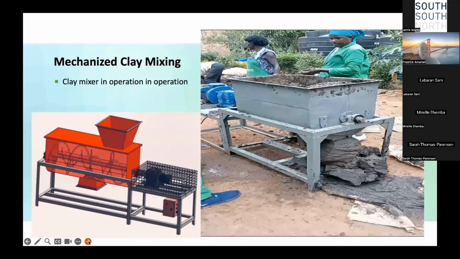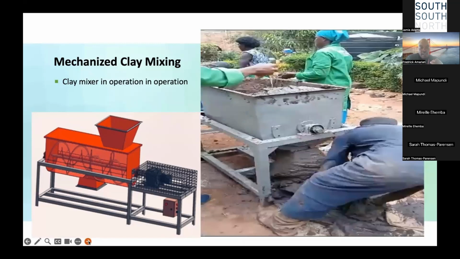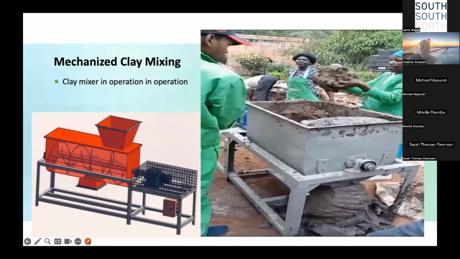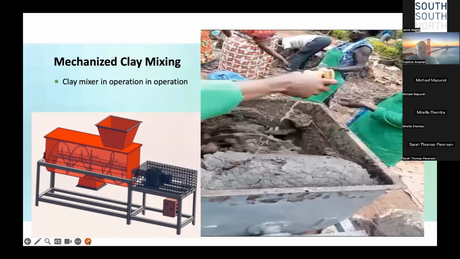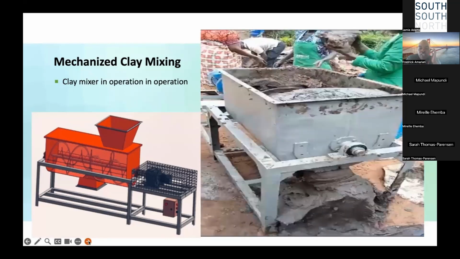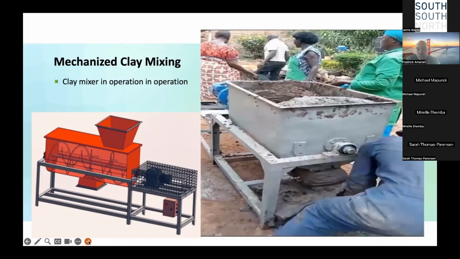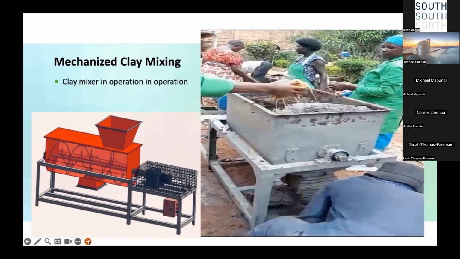So back to the mixer. Sarah, I don't know if you can play that video quickly as I talk a bit about it. I think when we share this, everyone else will be able to see how it works. But we're simply saying that instead of mixing manually, we are using such equipment to achieve a uniform material to be used for the next processes, for molding. Next slide, Sarah.